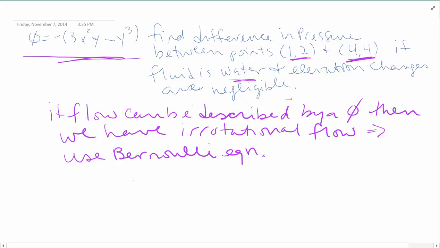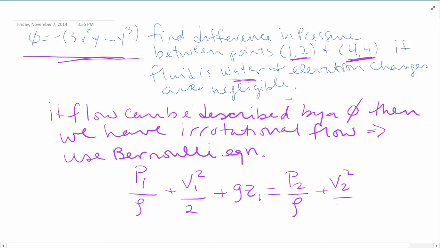Now, let's write down Bernoulli's equation. We've got P1, where that's pressure at point 1, over density, plus V1 squared over 2, plus gravity times Z1, where Z would be elevation. And that's going to equal P2, which is pressure at point 2, over density, plus V2 squared over 2, plus g Z2, where that would be elevation at point 2.